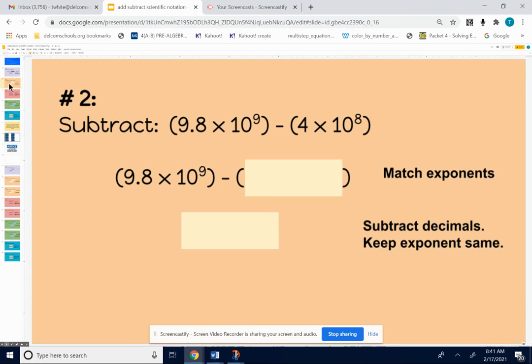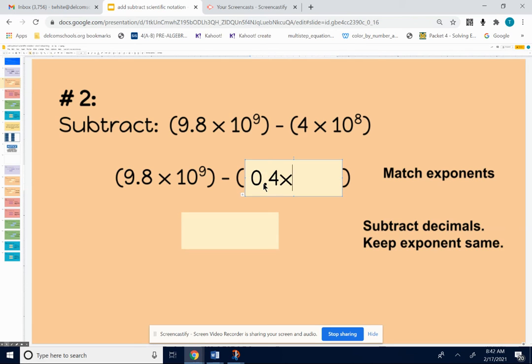Okay, problem 2. Subtract 9.8 times 10 to the 9th minus 4 times 10 to the 8th. Once again, the exponents aren't matched up. Match up the smaller 8 to the bigger 9. But because I'm going to add 1 to the exponent, I'm going to move my decimal point 1 to the left on my 4. It's understood to be after the 4 right now. So if I move it 1 to the left, it'll be 0.4. So I'm going to change that to 0.4.